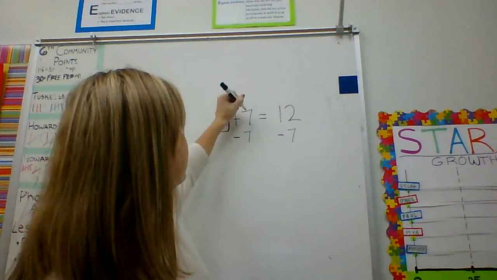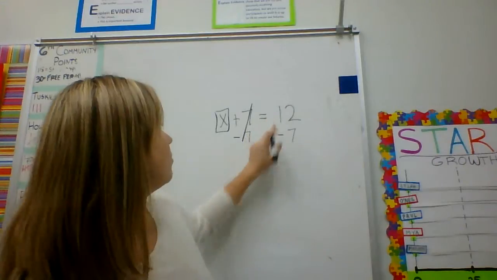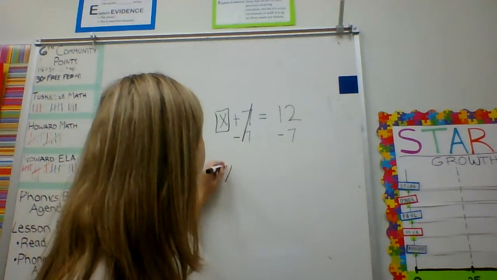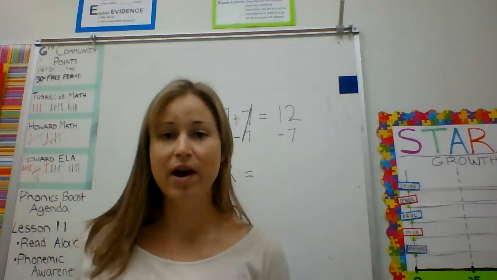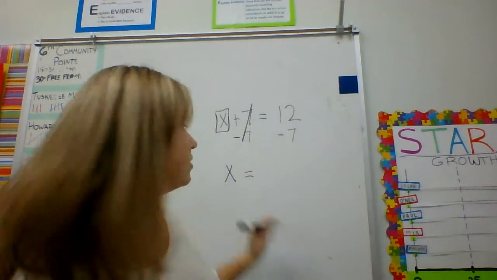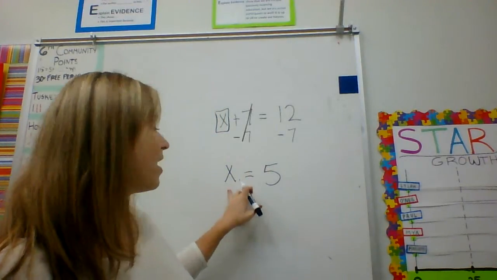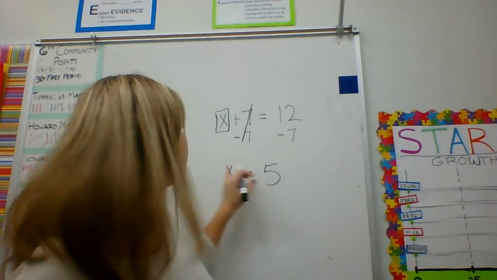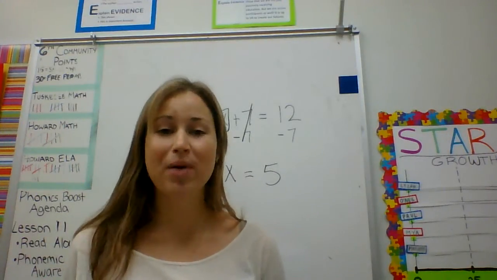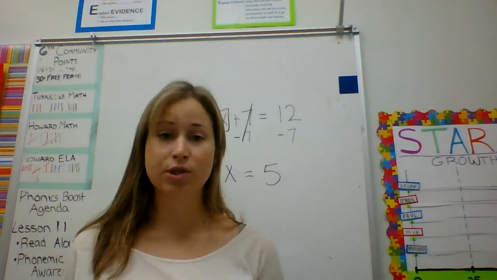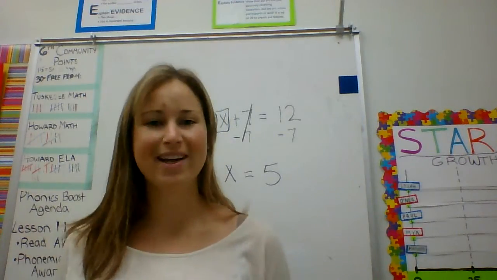7 minus 7 is just 0, so they cancel out. Now, what I do to one side, I do to the other. So x is equal to 12 minus 7. If I have $12 and I spend $7, I'm left with 5. So now that I have x on its own, I am finished. So x equals 5. Go ahead and pause the video and try example 2 on your own. When you've finished, press play and you'll check your answer with mine.